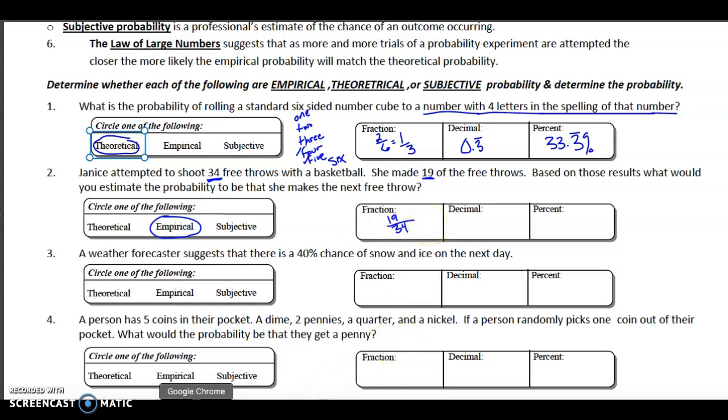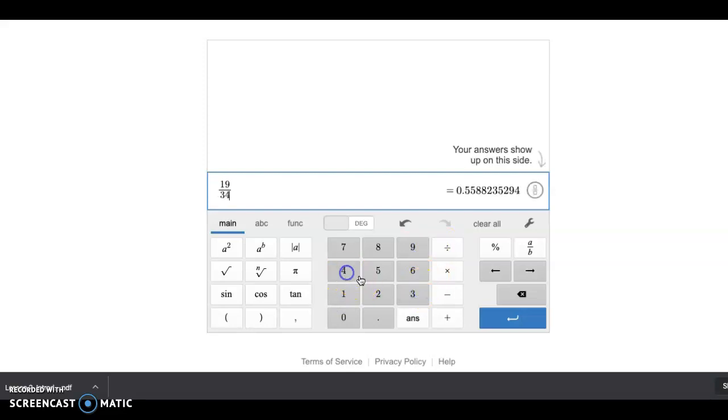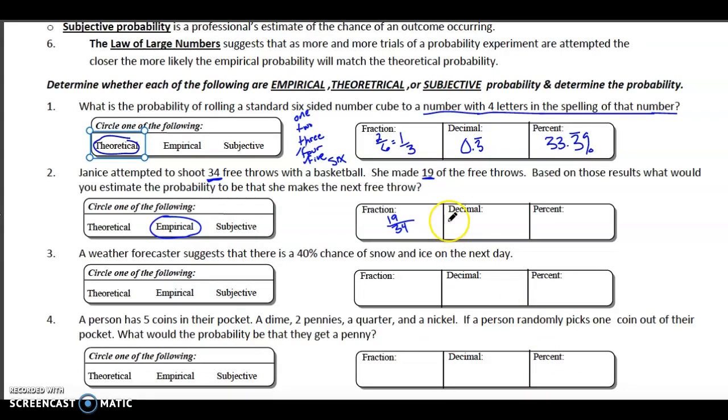Of course, to write that as a decimal, we would need to take 19 and divide that by 34. As you can see there, that's about 0.55. We'll go 3 decimal places, 0.559. So that's 0.559. And as a percent, we'll again round off to 1 decimal place on the percentage there. There we go. All right.